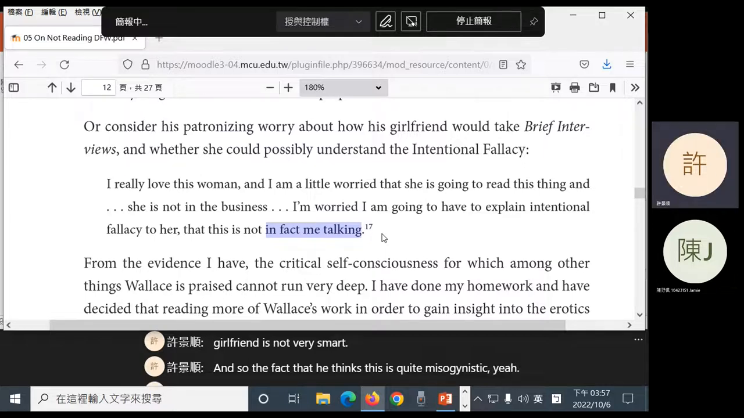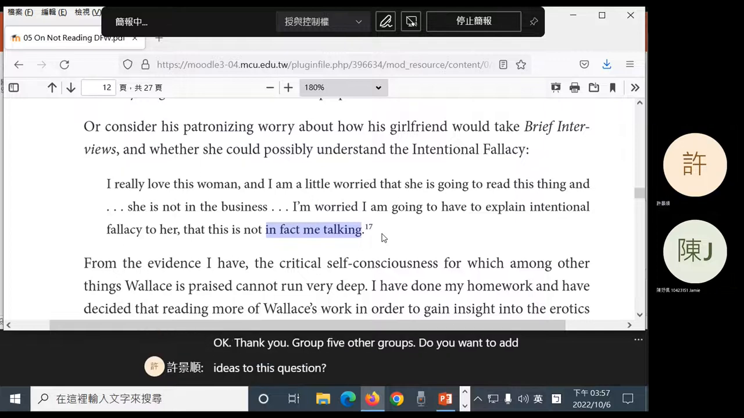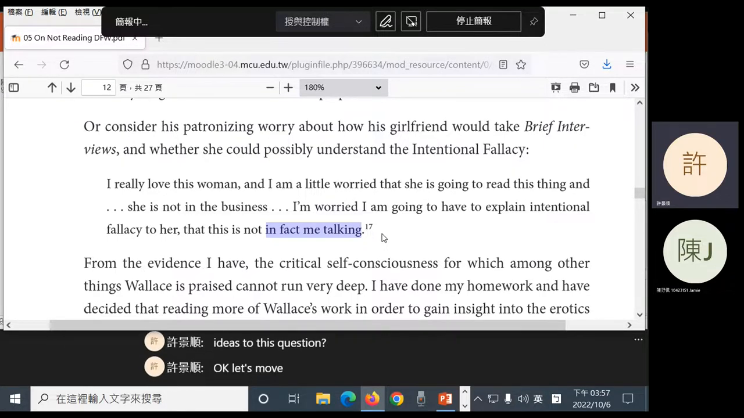Okay, thank you, Group 5. Other groups, do you want to add ideas to this question? Okay, let's move on to question 3.